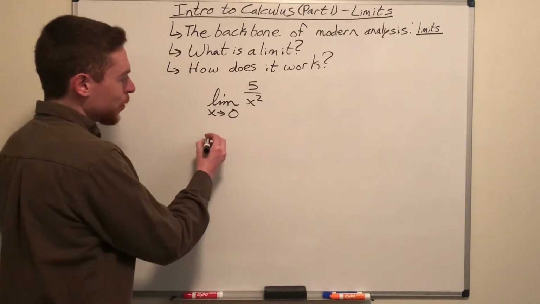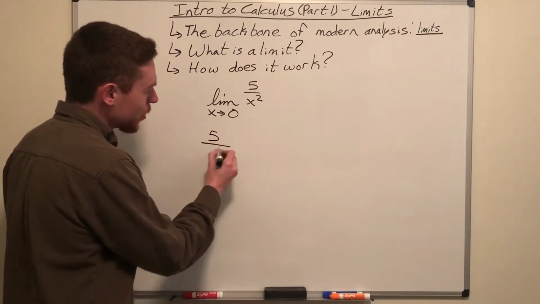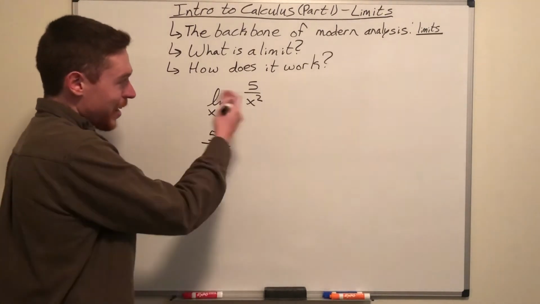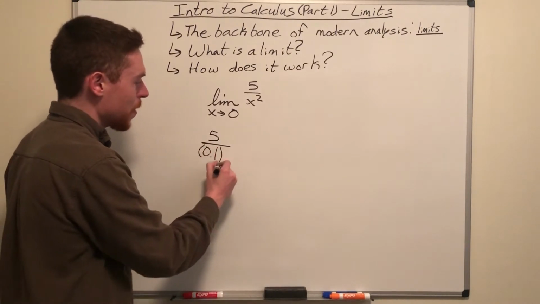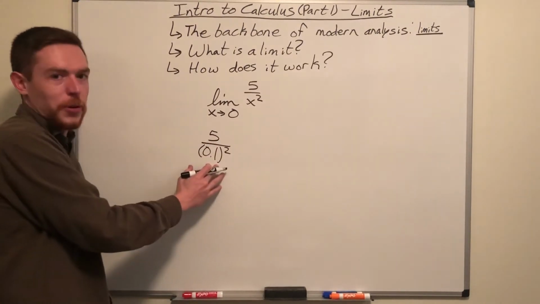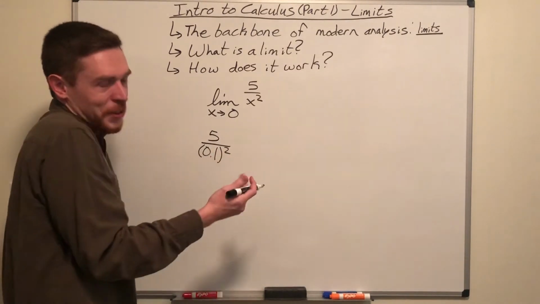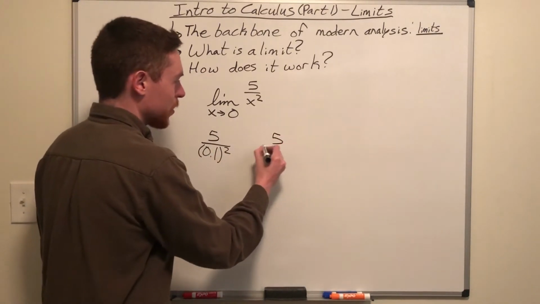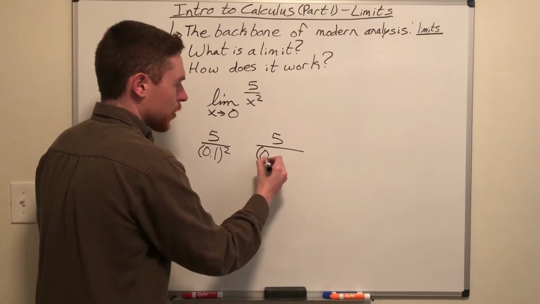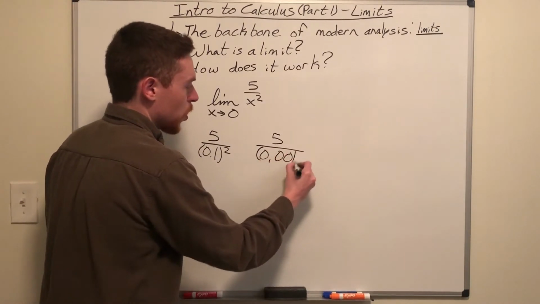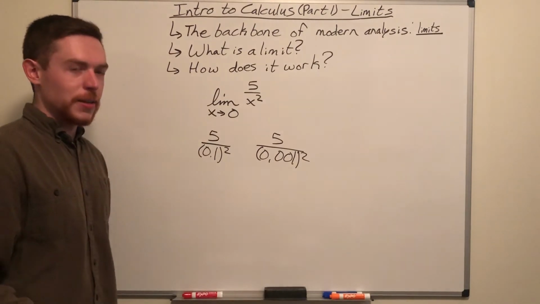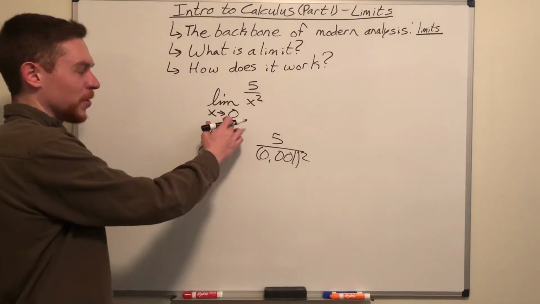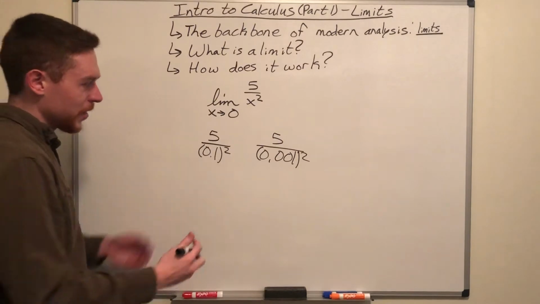So how would you do this? If you want to, you can actually compute this limit in your calculator and see what's going on. So imagine we have 5 divided by 0.1 squared. Well, that's kind of close to 0, but let's make it a little bit closer to 0. So we look at 5 divided by 0.001 squared. Well, those are positive numbers. We also need to approach 0 from the left, i.e. with negative numbers.